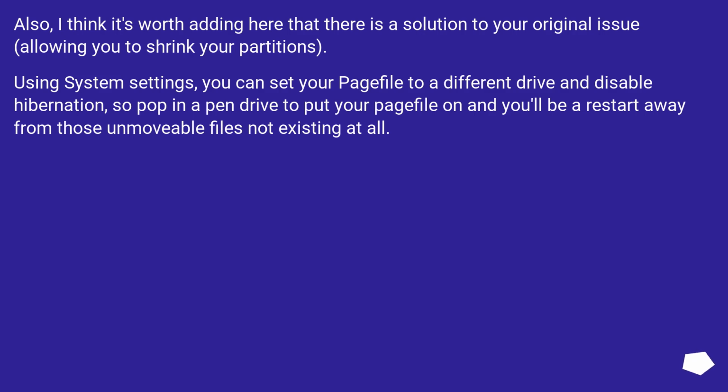Also, I think it's worth adding here that there is a solution to your original issue, allowing you to shrink your partitions. Using system settings, you can set your page file to a different drive and disable hibernation, so pop in a pen drive to put your page file on and you'll be a restart away from those unmovable files not existing at all.